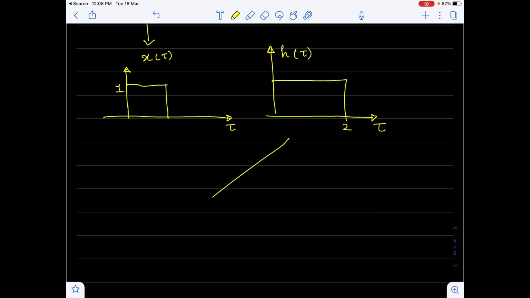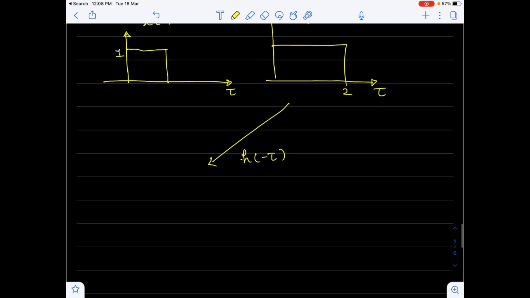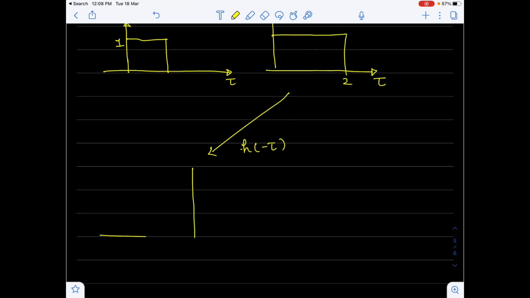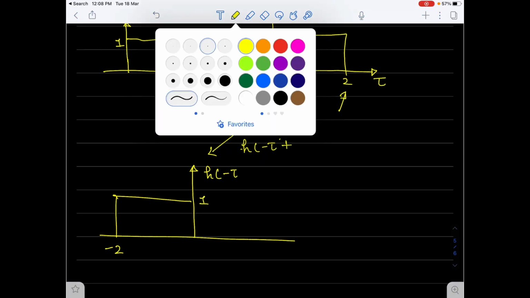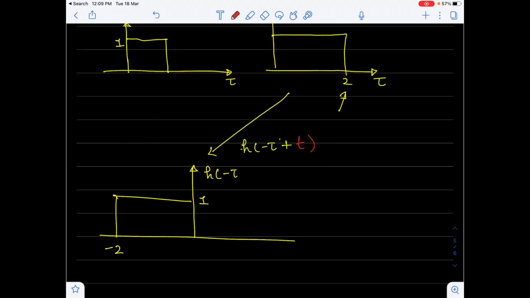Next, what we will do, we will find h of minus tau. So I am going to find what is h of minus tau. It's very easy, just flip it along the y-axis. So just flip it. This 2 will go to minus 2, amplitude will be the same. Then this is h of minus tau. But I will not just simply write h of minus tau. What I will do, I will write h of minus tau plus t. So this is h of minus tau plus t.